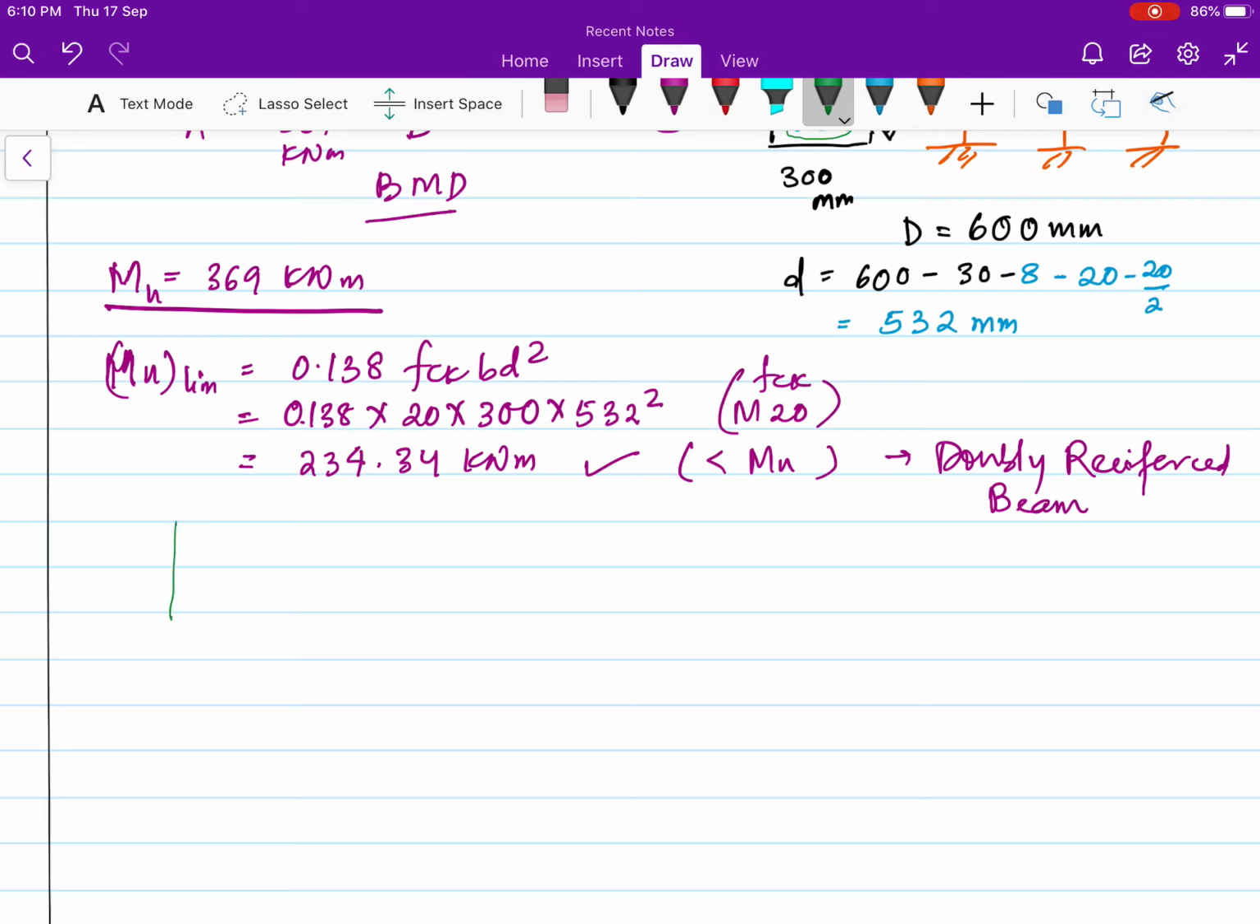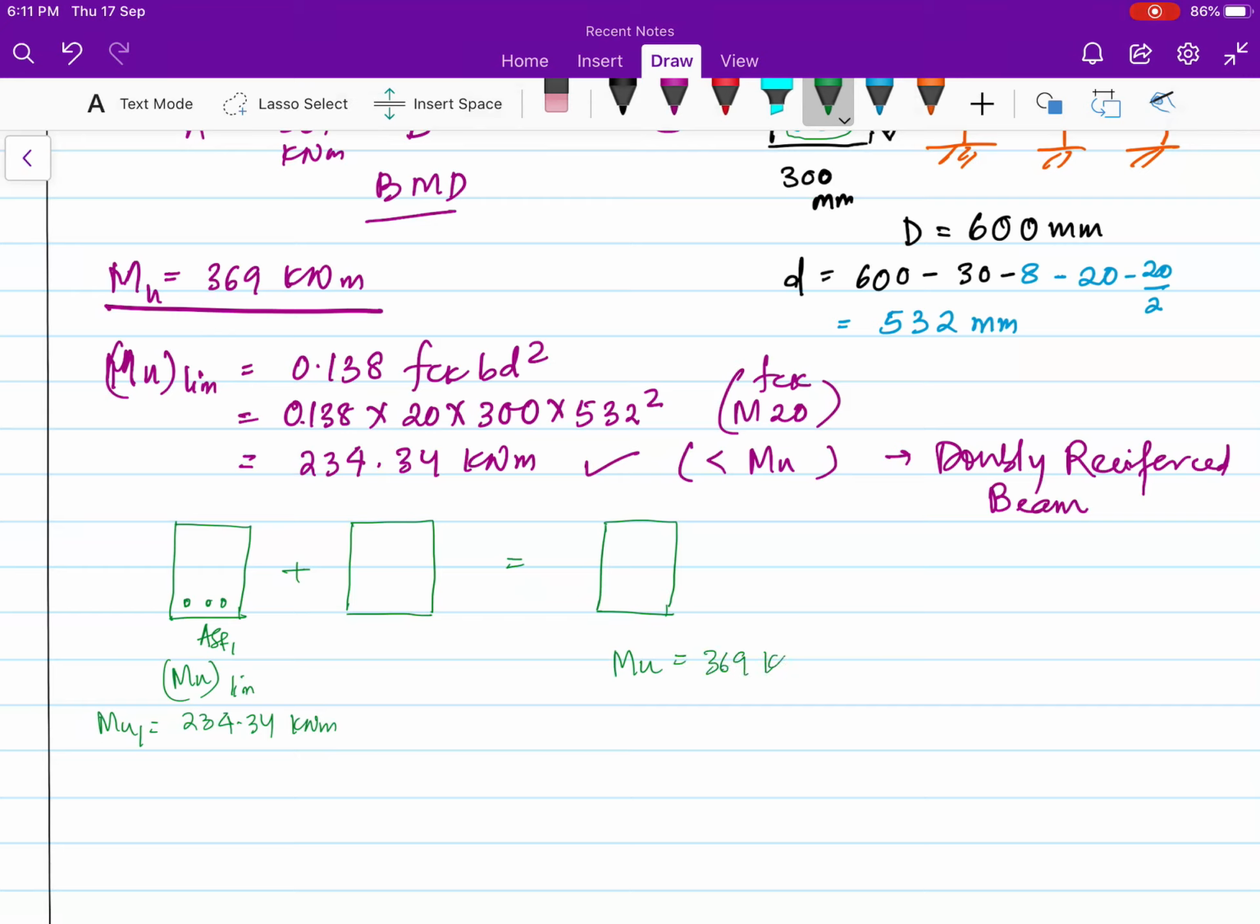So the concept of doubly reinforced is, first, this is the limit Mu lim. For this, how much area of steel is required? Let me put as area of steel 1, that means steel in tension, plus, we have to design for Mu. So our Mu lim is 234.34 kilonewton meter. Let me put as Mu1. And we have to design for 369 kilonewton meter.